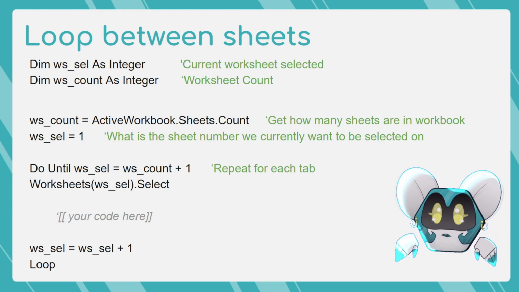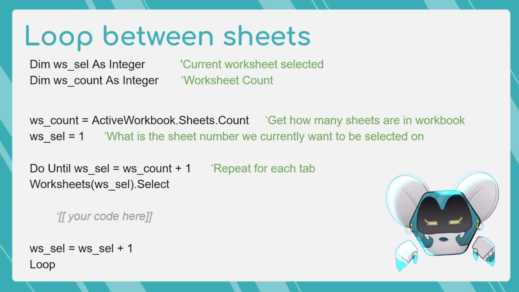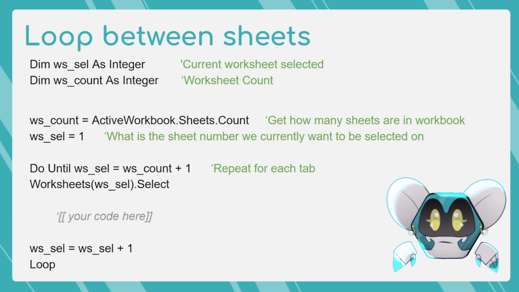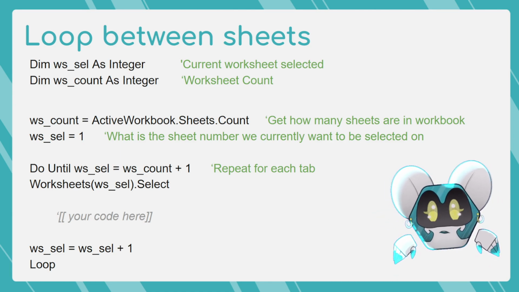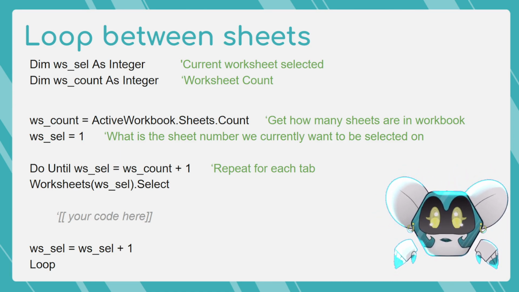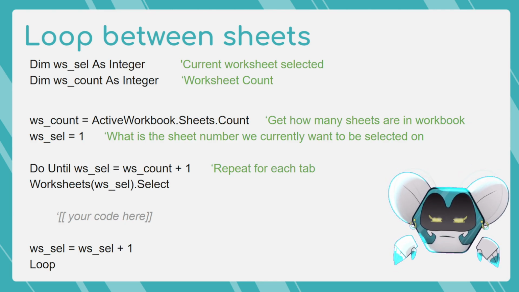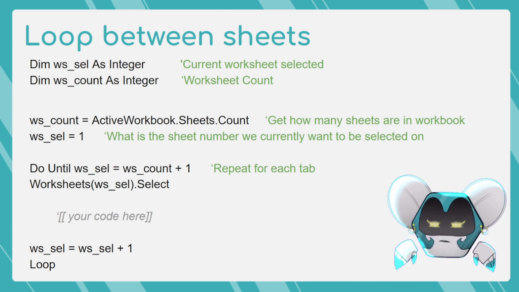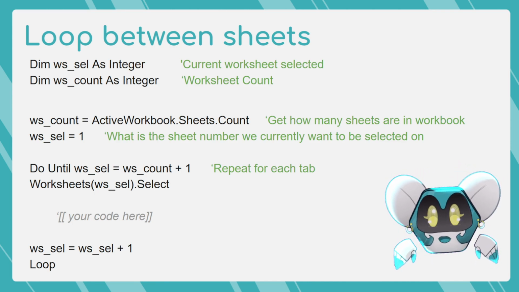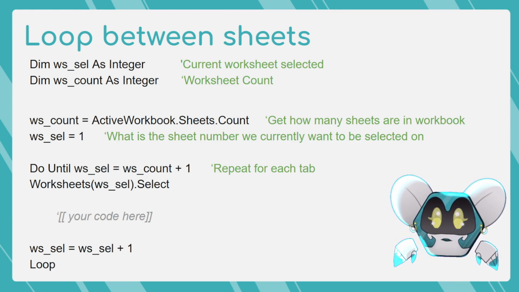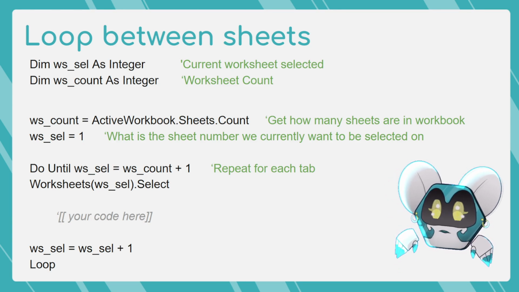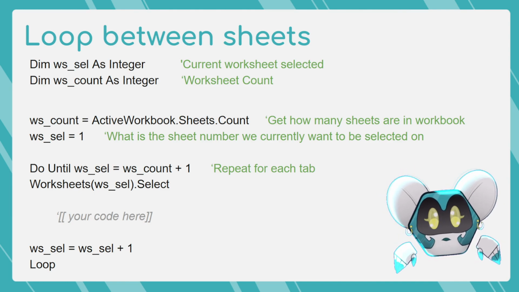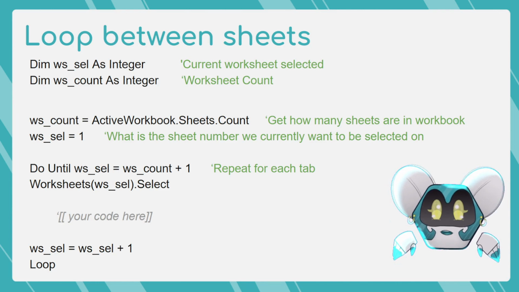So for looping between sheets, we are first going to define our variables that are going to count as the maximum, or the number of tabs within the workbook. That'll be our endpoint of when our loop will stop. And then we'll also keep a counter for tracking which sheet that we are currently selected on. So with our loop, we are going to do until the worksheet number that we want to select is equal to the number of sheets in the workbook plus 1, meaning it doesn't exist, and then you will get kicked out of the loop.